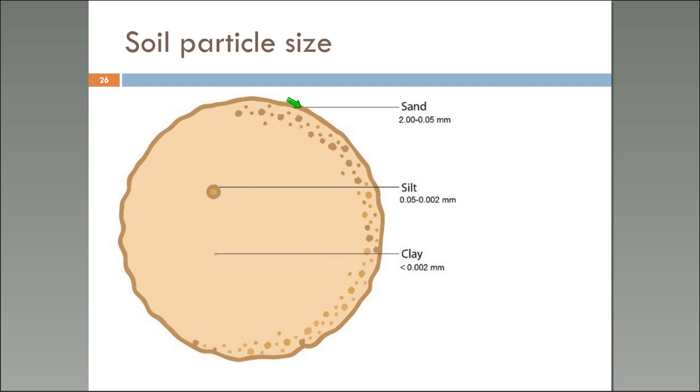Anything larger than 2 millimeters, larger than a sand particle, we do not describe as soil or fine earth. Those are rock fragments. They may be pebbles or cobbles or boulders, depending on the size.